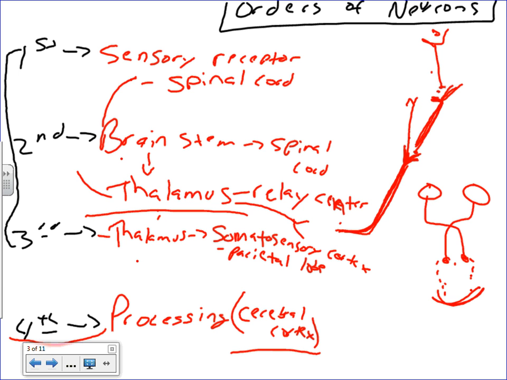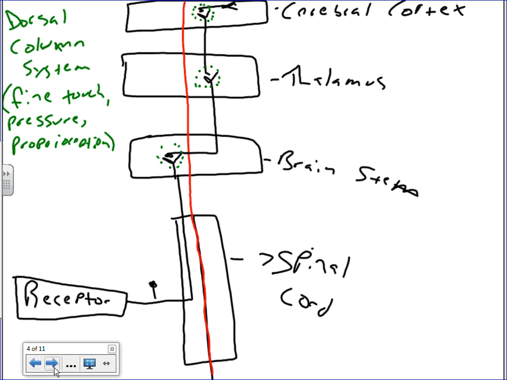Now let's take a look at some arbitrary maps of what we just talked about. So here's the dorsal column system. Essentially, fine touch, pressure, and proprioceptive information will be traveling up this system into the brain. By taking a look at this, what would be the first order neuron? Here, here, or here? Where's the first order neuron? Obviously, we're going from the receptor up, so this would be the first order neuron.